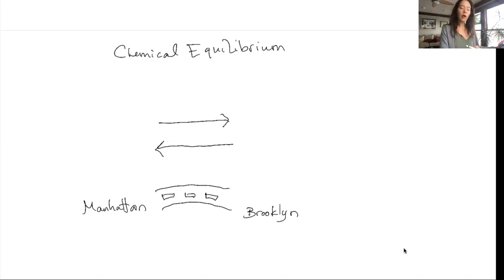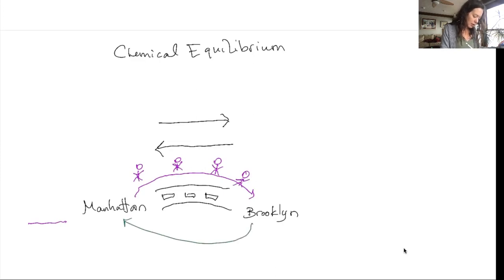And people are always leaving Manhattan and going to Brooklyn, right? People are always like, oh, I need to go over the bridge and I need to go this way. Right? So we just lost some of our population here. However, at the same time, there are always people leaving Brooklyn and going back to Manhattan, right? So what we have here is a process that is occurring both in the forward and the reverse direction simultaneously, okay?